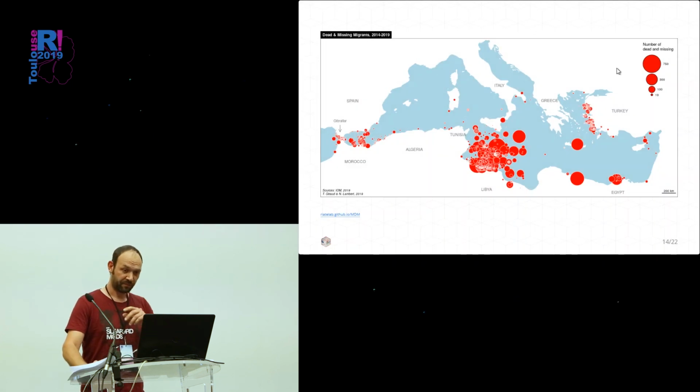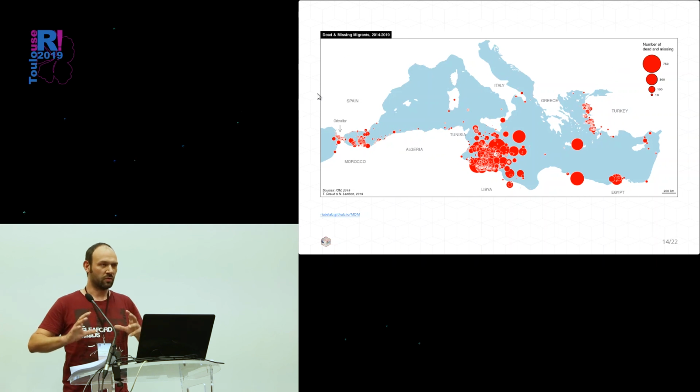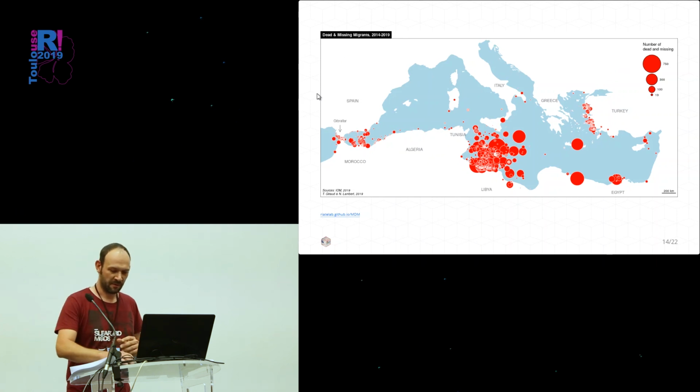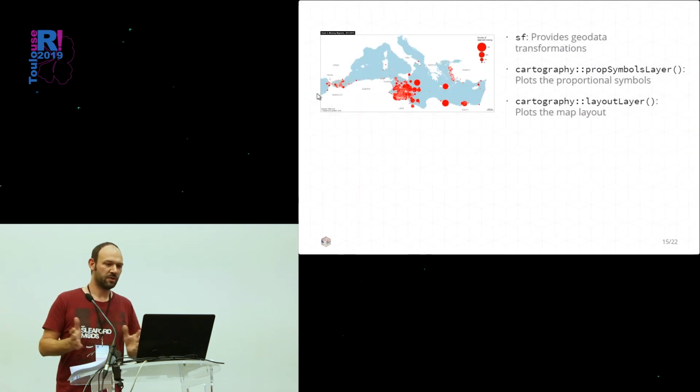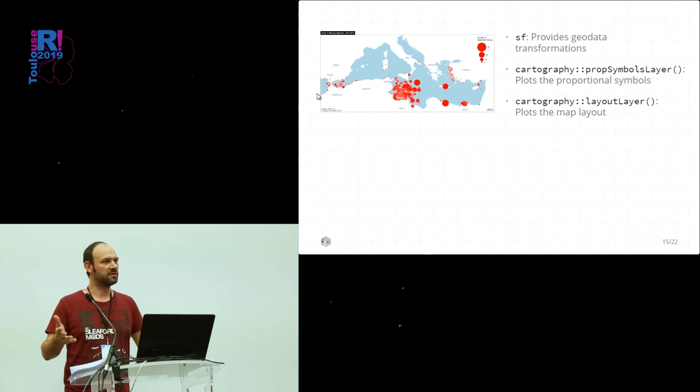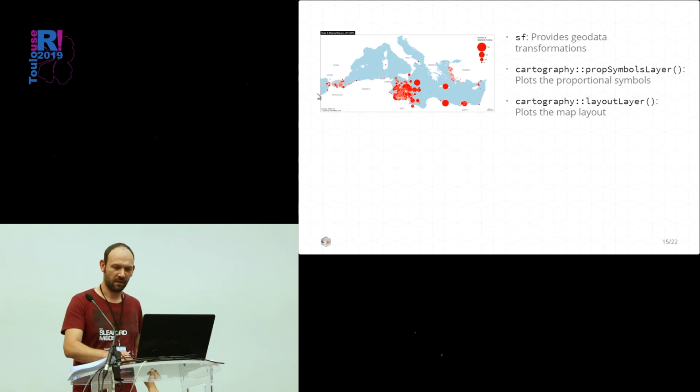There is no Black Sea here, and the Atlantic Ocean is not present. We try to have a very simple base map. And then we simply use the propSymbolsLayer to plot the proportional symbols, and the layoutLayer to add the title and the authors and the scale, etc.